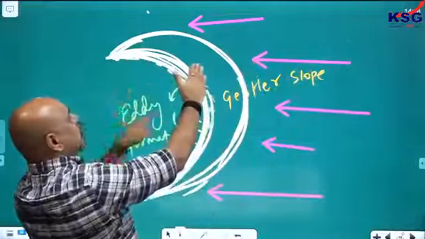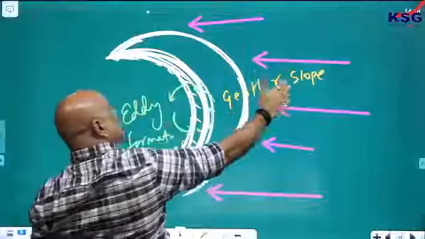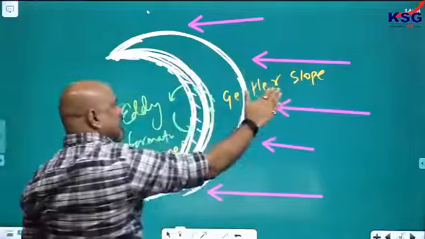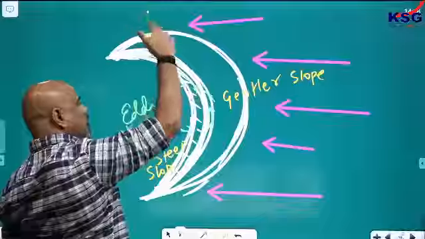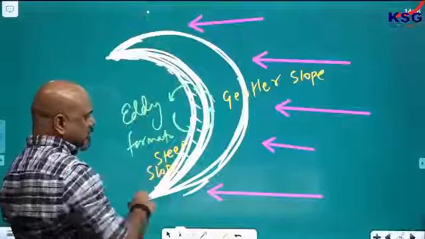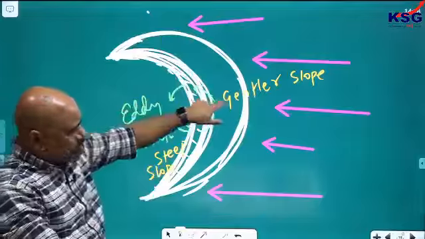The wind will veer like this because the wind goes in this way, strikes over this and moves up. That's why I have eddy formation. And the steep slope is this side, gentler is that side.